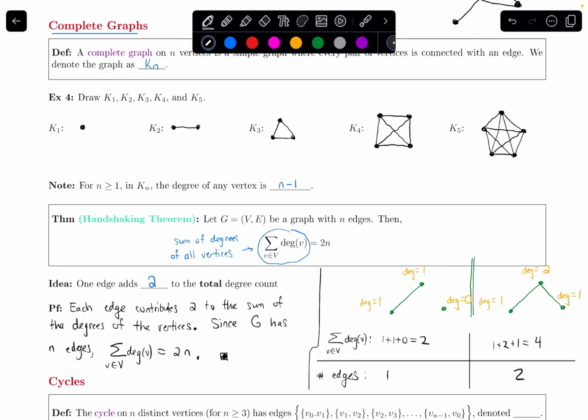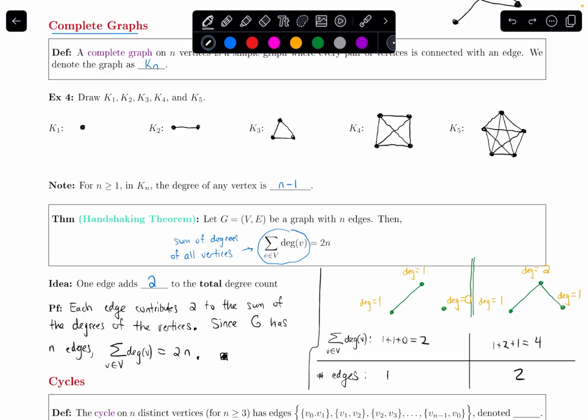So I mentioned at the beginning that I would talk about why this is called the handshaking theorem. It doesn't seem like there are any handshakes here. But I could actually think of each vertex here as a person. And anytime there's an edge drawn, think of that as a handshake. So in this first graph, these two vertices, these two people, are shaking hands. But no one's shaking hands with this third person. And in this second graph, one handshake happens between these two people, and one handshake happens between those two people.